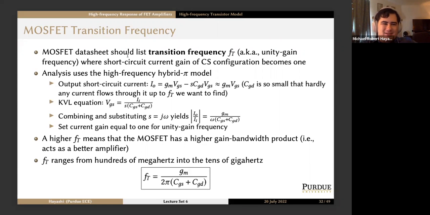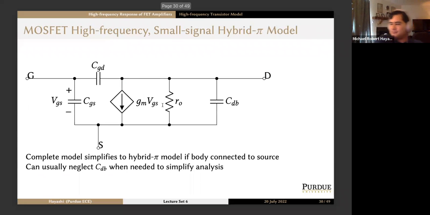So a MOSFET data sheet should list the transition frequency as well, f sub T, also known as the unity gain frequency, where the short circuit current gain of the common source amplifier configuration becomes 1. So the analysis uses the high frequency hybrid pi model. I will leave that up while reading from the slide. So we have the output short circuit current. When the input is short circuited, we're going to get gm vgs. Output is short circuited, so we don't have to worry about the early effect resistance or this capacitance right here.